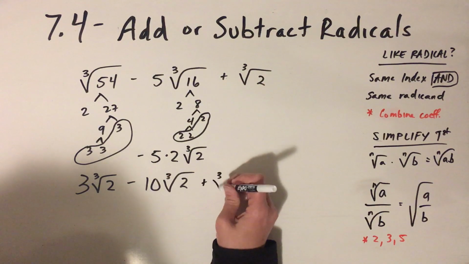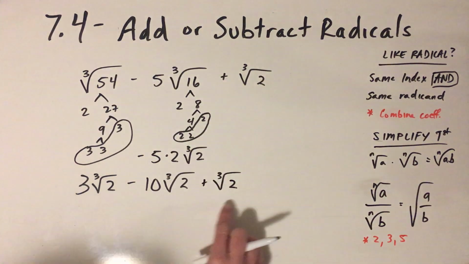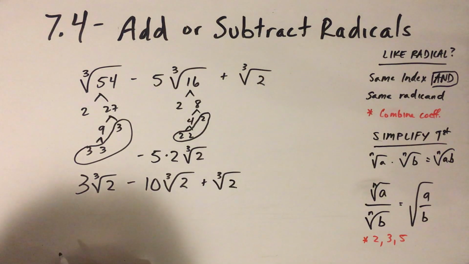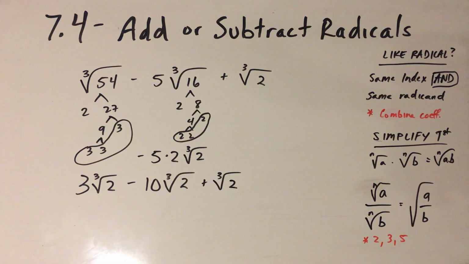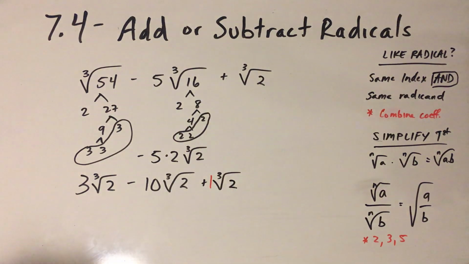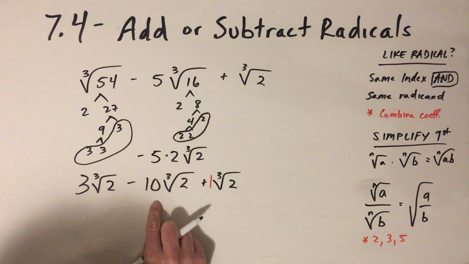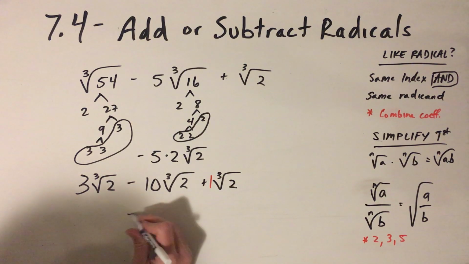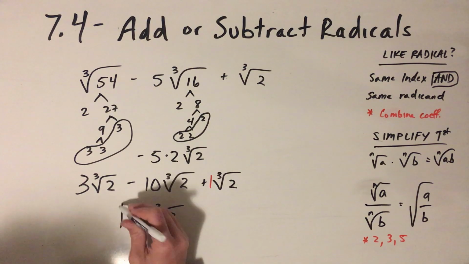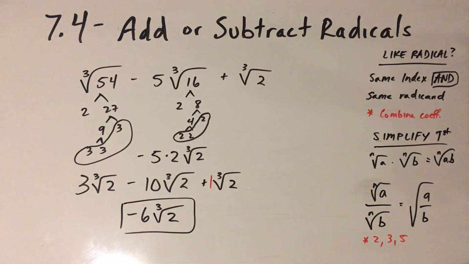So I'm just going to look at all of these and say, hey, are these like terms? Well, they have the same radicand and the same index, all of them. So I'm going to combine their coefficients. Remember that even though this doesn't say a number, this is like having one of those. So I'm going to do 3 minus 10, which is a negative 7, plus 1, which is a negative 6. So this would be negative 6 cube root 2. And that's how this would simplify.